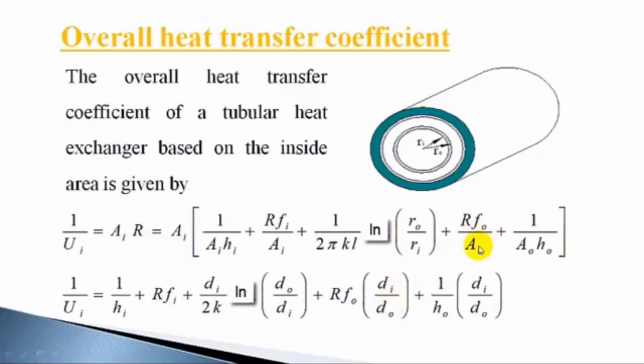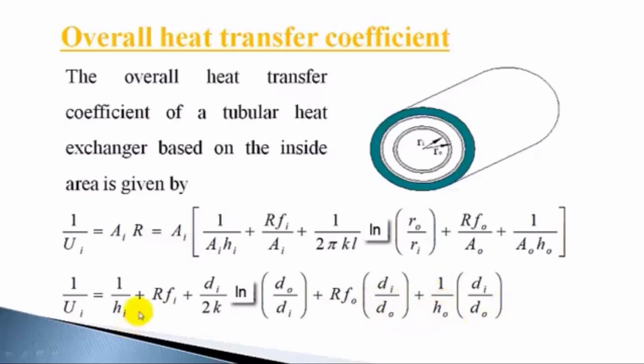So area ratio in case of a cylinder is equal to diameter ratio. So you can replace area ratio by diameter ratio. Plus you get AI by A0. AI by A0, once again area ratio you can replace by diameter ratio, you can write it as di by D0. So this is the equation for overall heat transfer coefficient based on the inside area. So 1 by Ui you will get as 1 by Hi plus RFi plus di by 2K log D0 by di plus RF0 di into di by D0 plus 1 by H0 di by D0.